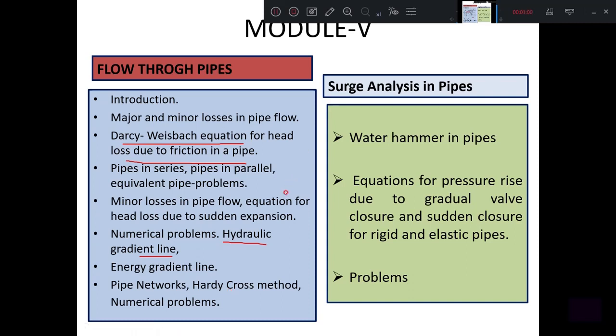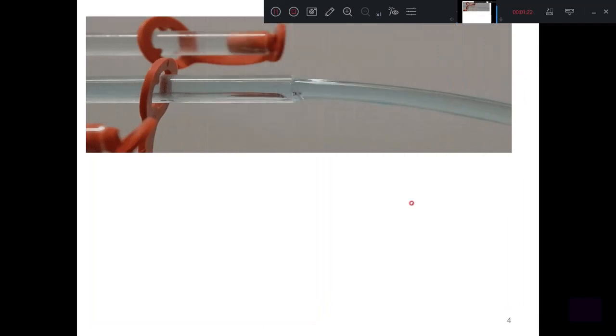This module also includes the surge analysis in pipes, meaning the water hammer in pipes, then the equation for pressure rise due to gradual wall closure, and also sudden closure for rigid and elastic pipes, and numerical problems on water hammer in pipes. Then coming to the flow through pipes.